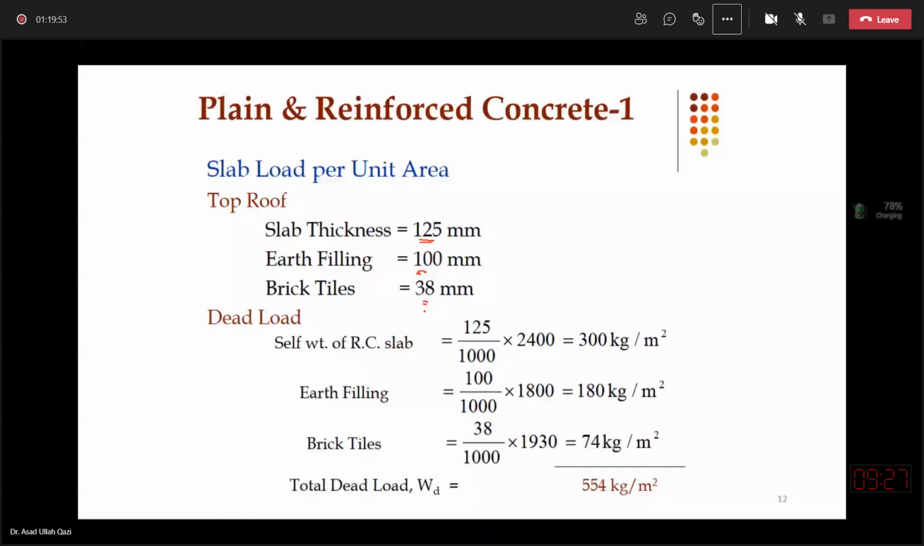So for very ordinary typical roof slabs, there is a summary of the corresponding slab thickness, earth filling, and brick tiles, and their corresponding densities for the concrete, density for the earth filling, density for the brick tiles is used, multiplied with their corresponding thicknesses, and then they are summed up to estimate the service self weight over the roof slab.